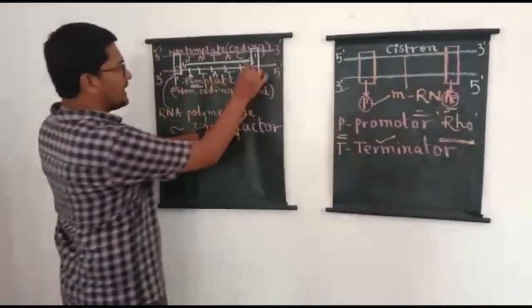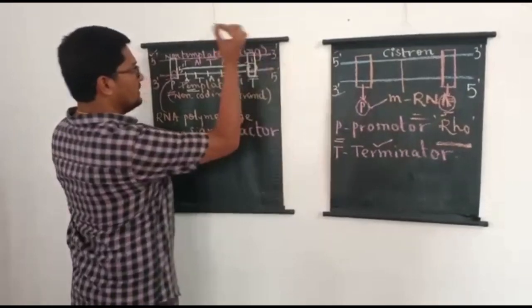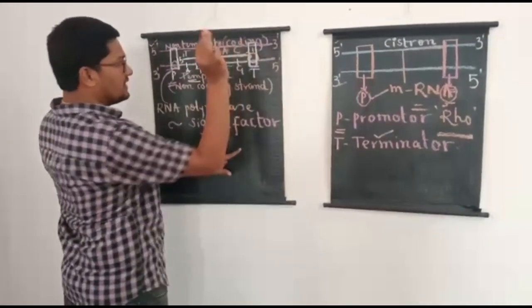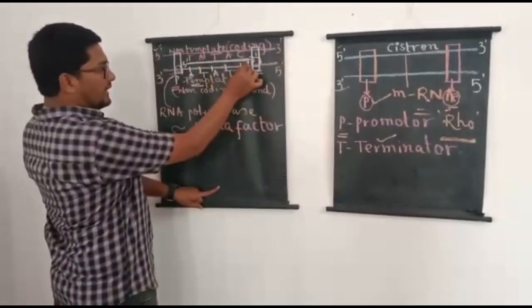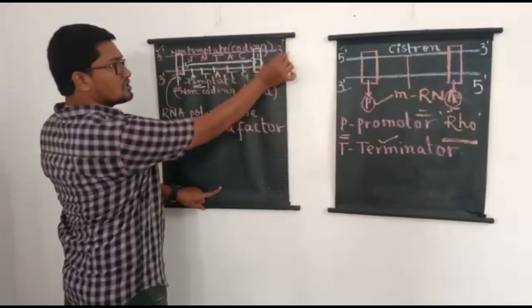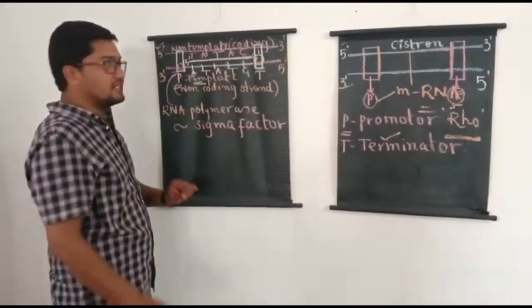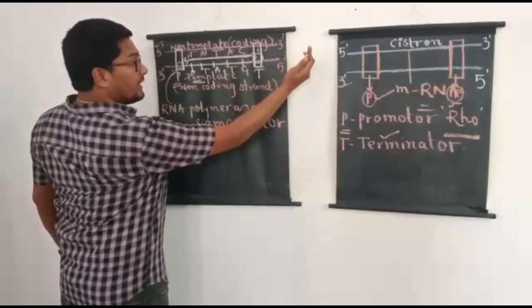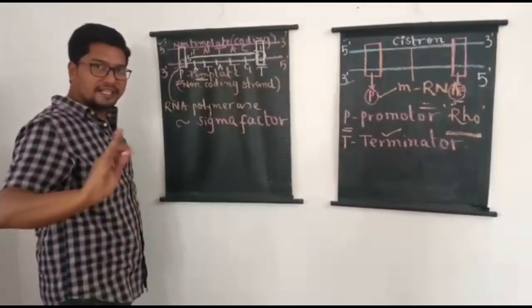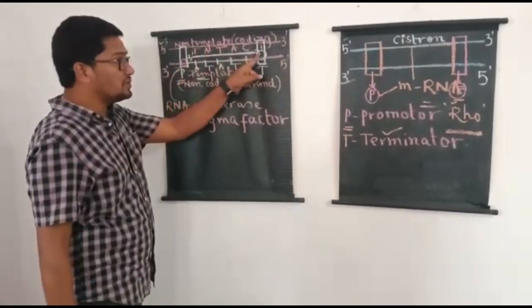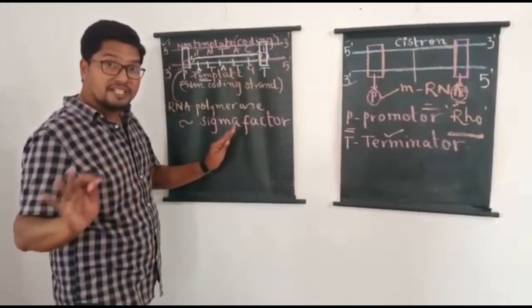So rho factor comes and binds to what? Terminator region. So once the rho factor binds with the terminator region, RNA polymerase enzyme cannot cross the rho factor. As RNA polymerase is unable to cross the rho factor, it cannot elongate the mRNA strand further. So that is how elongation of an mRNA strand in 5' to 3' polarity is going to be terminated.